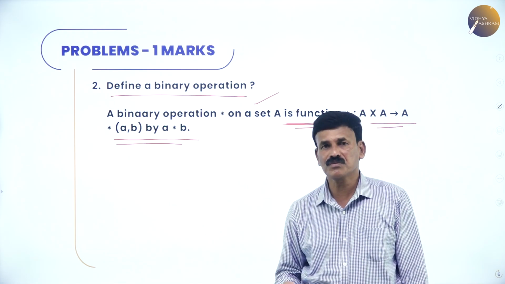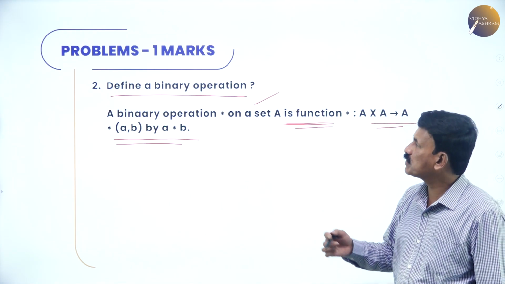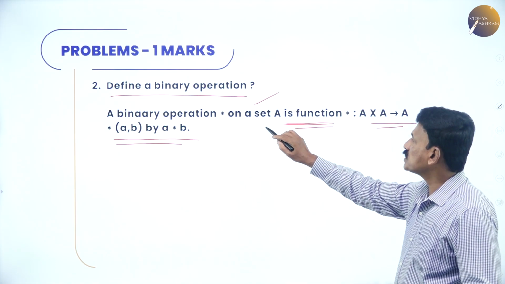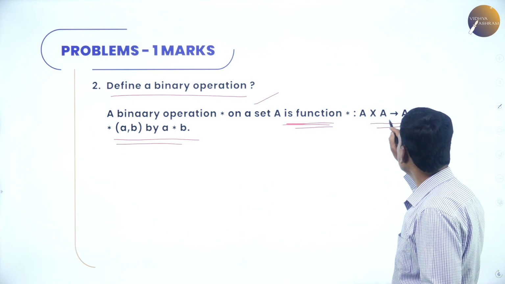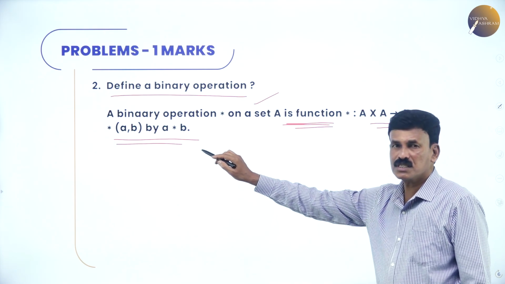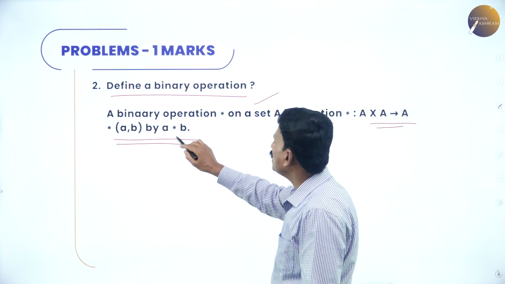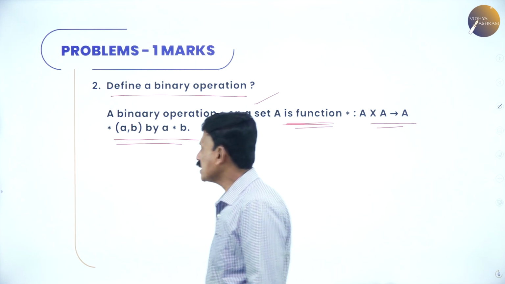In the examination for 1 mark they must define a binary operation. So a binary operation star on a set A is a function star from A cross A to A. So that is denoted as star A comma B by A star B. Now let us take an example.